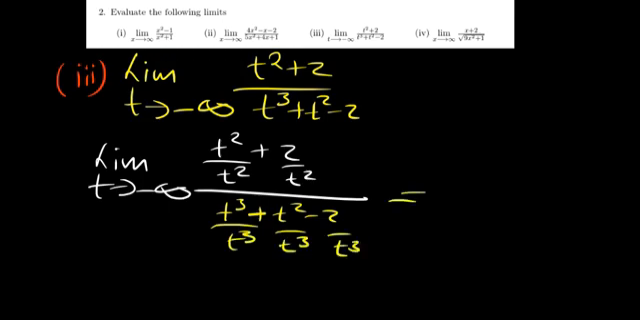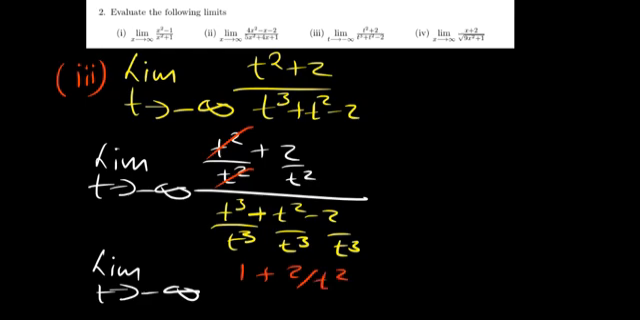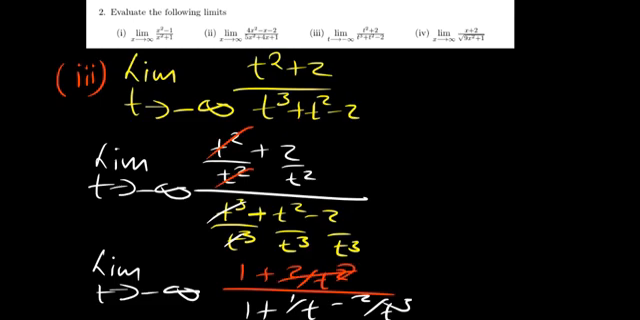So what do we have? The limit as t approaches negative infinity. On top, you have 1 plus 2 over t squared. In the denominator, you have 1 plus 1 over t, and then minus 2 over t to the power 3. So all the parts that have t in the denominator will become zeros. So eventually you just remain with 1. This is very important.